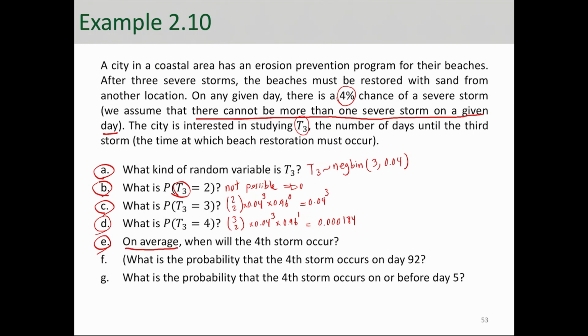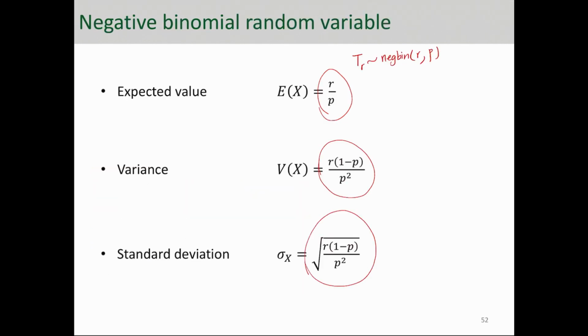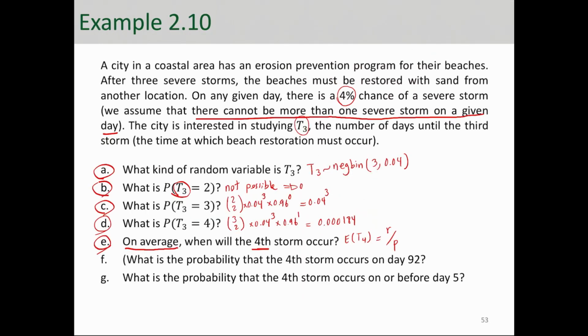Part E, on average, when will the fourth storm occur? Well, you know that on average means it's asking for expected value of this random variable. What random variable? Fourth storm occur. So that's T4. We're looking for expected value of T4. And that is r over p. Right? So that is 4 divided by 0.04. Well, that means the fourth storm is going to occur on the 100th day, on average.